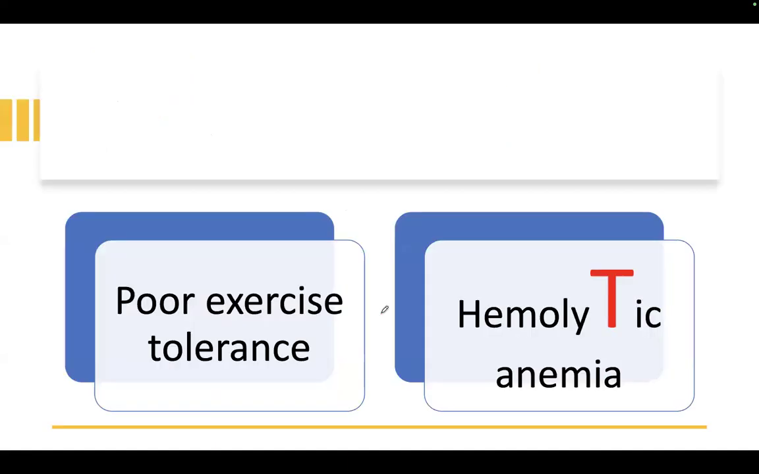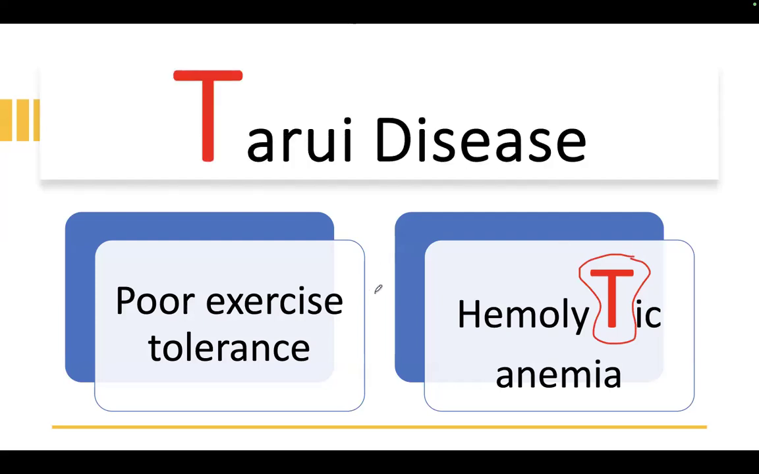And what glycogen storage disease presents with poor exercise tolerance and hemolytic anemia? What letter did I highlight here? It's a big letter T. So this is Tarui's disease. Tarui has anemia. There is anemia. And what letter do you see here?